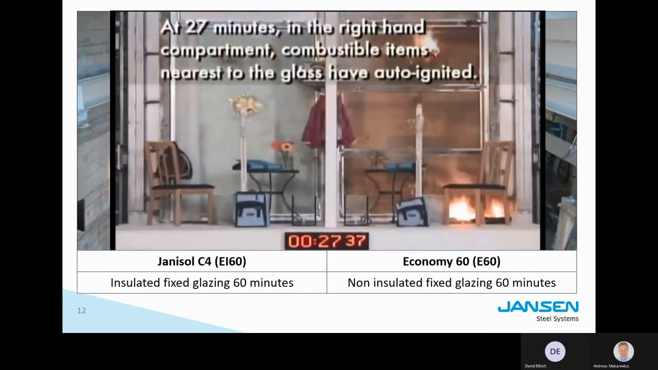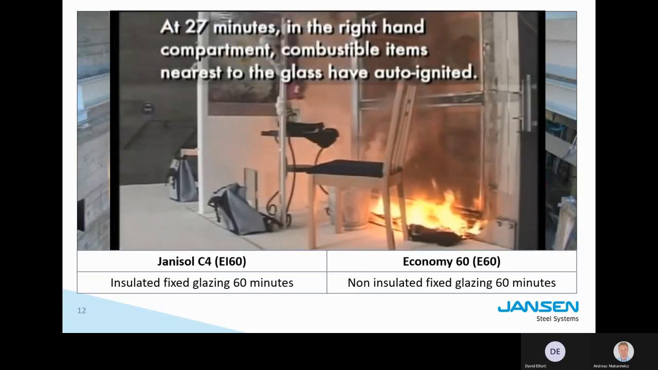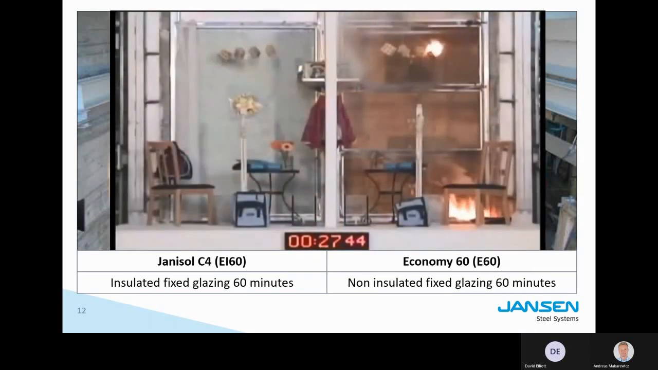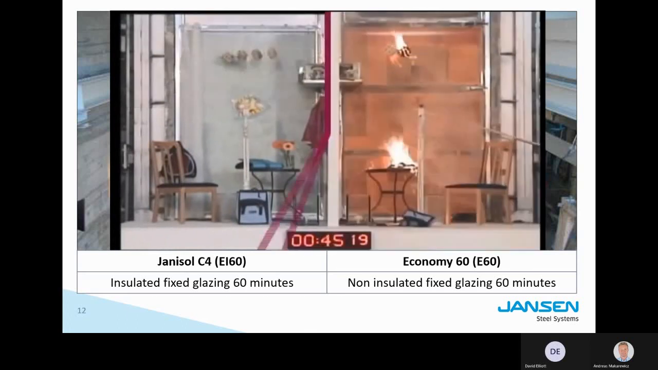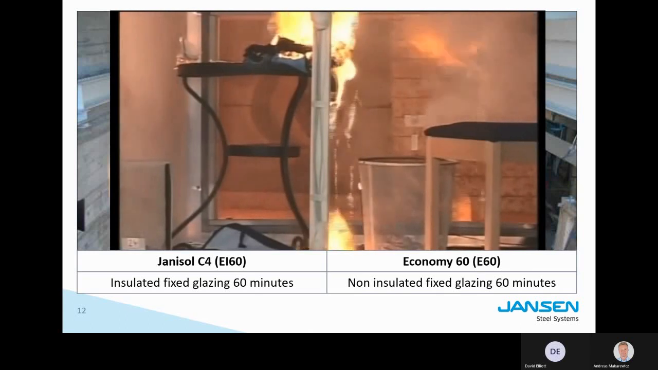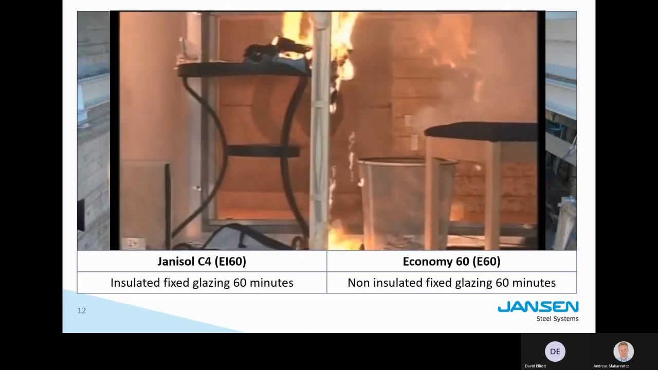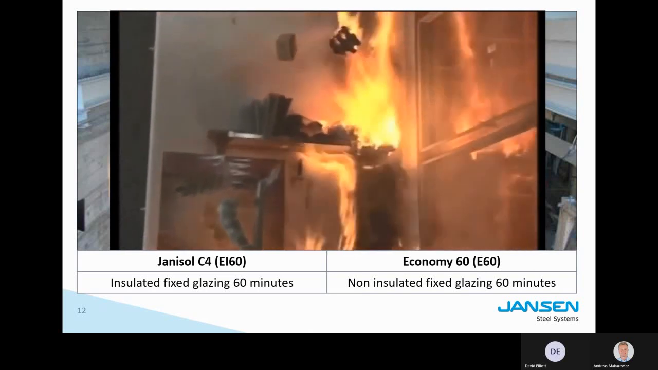At 27 minutes, in the right-hand compartment, combustible items nearest to the glass have auto-ignited. Even without a pilot flame, fire has spread to the opposite side of the partition due to radiant heat transfer through the glass. At 45 minutes, nearly all combustible items, even those placed a greater distance from the glazing, have ignited. Conditions are unbearable for human occupants.